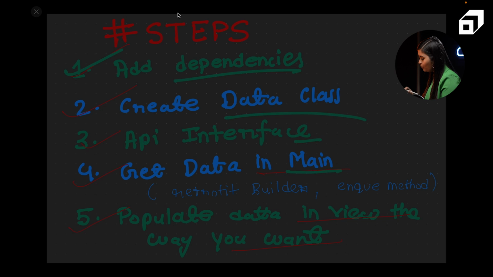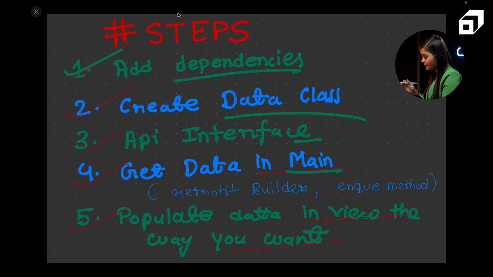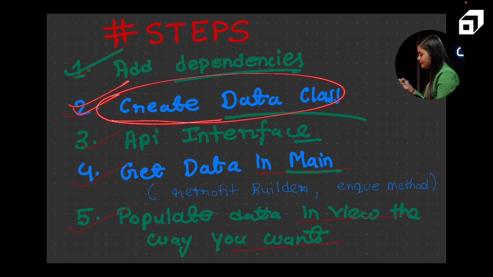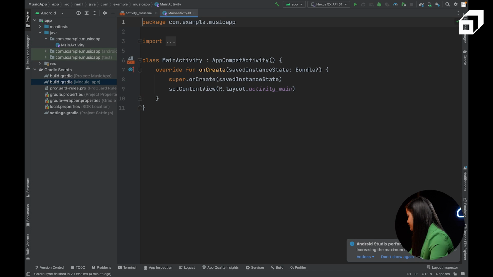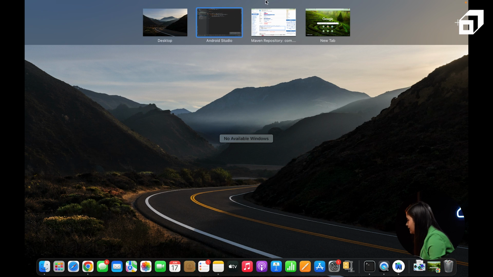Let me show you by sharing this iPad screen as well. So this is the step number 1 that we just completed. We added the relevant dependencies in our application, and after that we will focus on step number 2, that is creating the data class. Perfect. So I have the JSON data ready here.